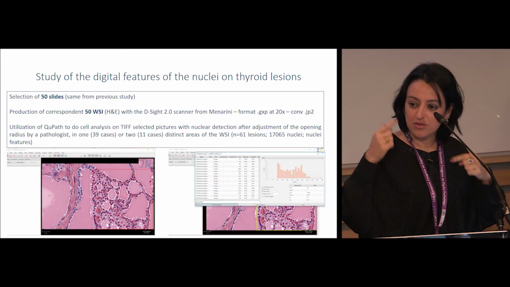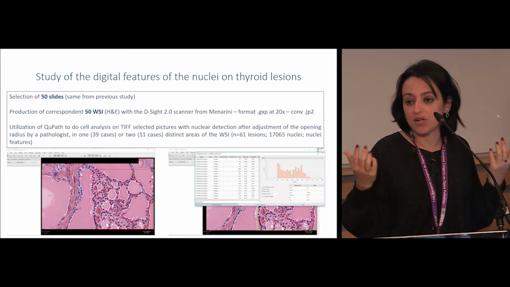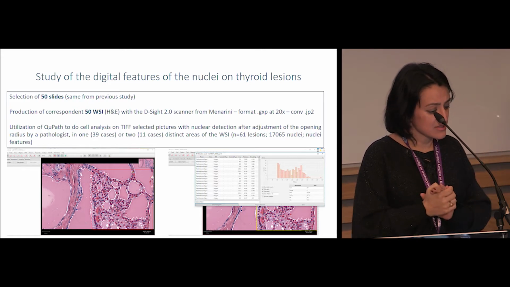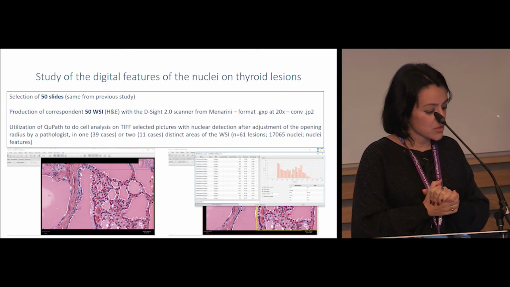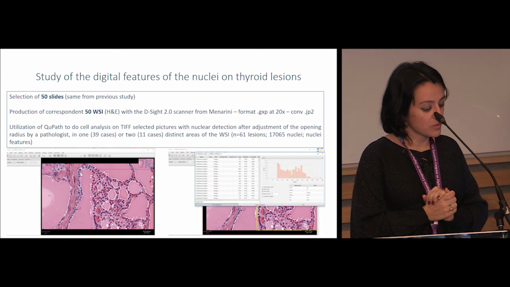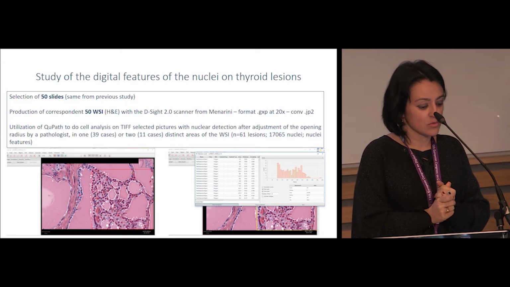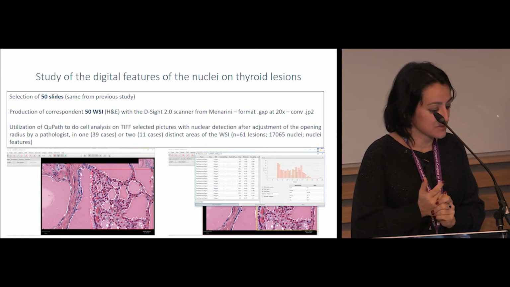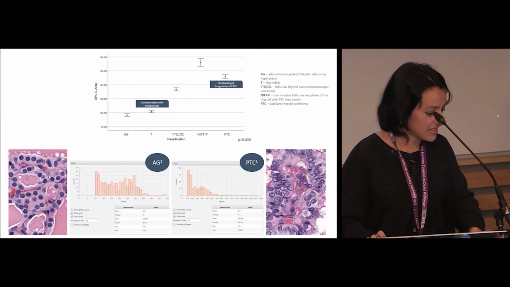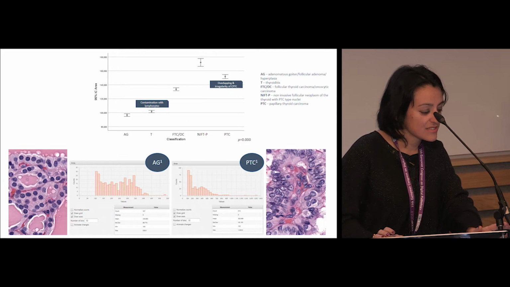So, if the computer was concordant with what the pathologists are observing, okay? And we used the same whole slide images. We captured pictures, some of the cases with one picture, some with two pictures, and then we collected 61 lesions and millions of nuclei to analyze. I decided to use QuPath, and what I realized was this.